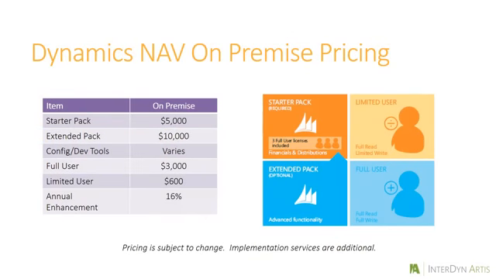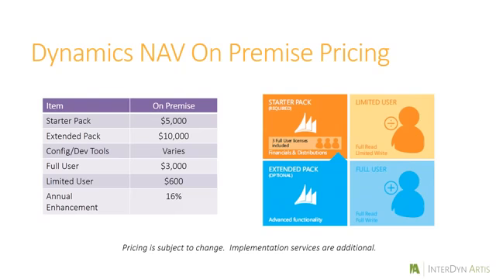So there's different ways that you can purchase NAV. The first we'll talk about is the on-premise pricing. And there's a starter pack and an extended pack. You get quite a bit with the starter pack. You get all the financials and supply chain capabilities. The extended pack adds additional functionality on top of that. It extends, like for supply chain, it'll add some warehouse management features or manufacturing. I've got a 40-page document that outlines exactly what's included with each. So if you really are interested, give us a call and we can go through that with you.